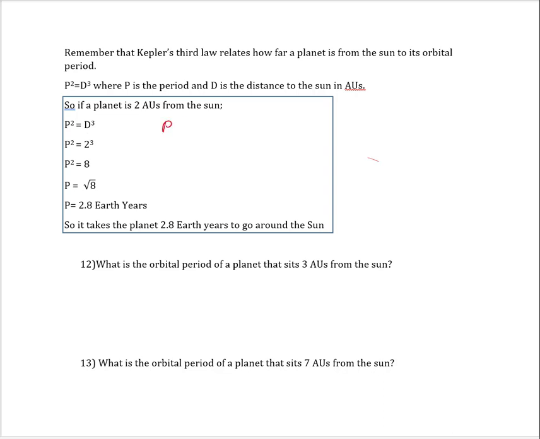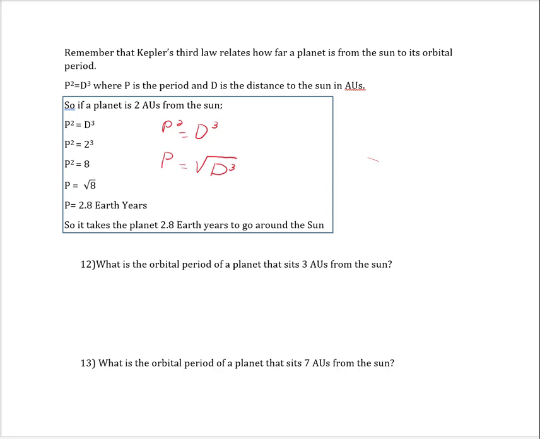If p squared equals d cubed, well then p just equals the square root of d cubed. I'm having trouble writing because I'm just not used to doing it like this. So in other words, whatever number I give you, cube it, and then take the square root of it. So 2 times 2 times 2 is 8. Square root of 8 is 2.8. Simple enough.